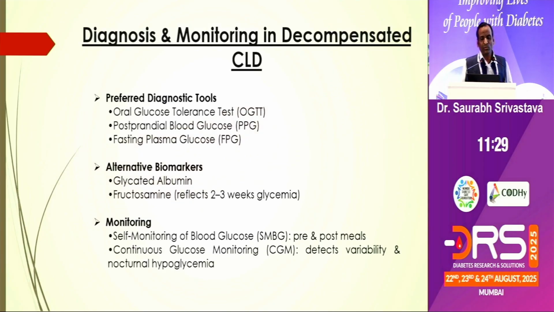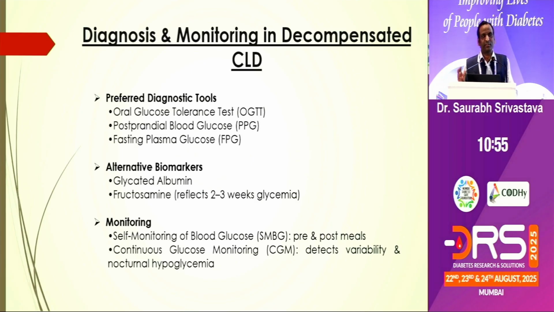So if we go for diagnosing and monitoring of decompensated CLD, the important thing we must remember is that fasting plasma glucose is the gold standard for diagnosing diabetes, but the threshold for fasting plasma glucose decreases in chronic liver disease. It is not well justified, but it has been said that the cutoff of 126 is lowered in cirrhotic patients, and it should be around 110 to label the patient as diabetic.